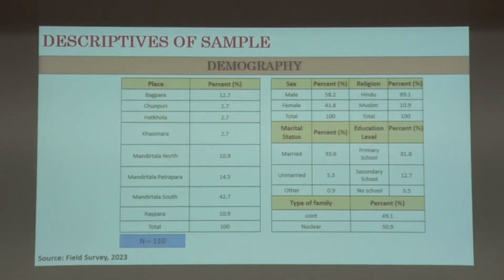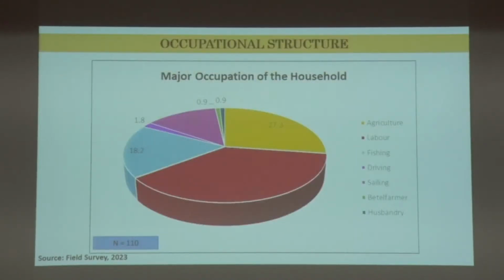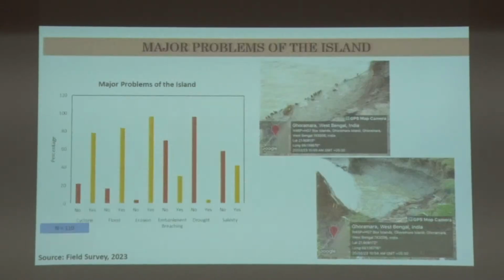Next, after collecting data from 110 households, I have done the descriptive analysis. Here are the places from where I have collected the samples, and the gender shows that males are more, and in the religion composition Hindus are more. In the marital status, married people have been found to be more, and the maximum of the people have a primary level of education. Nuclear families are more in number. The major occupation of the households is labor, that is 37.3%. Next, the major problems of the island are erosion, followed by flood, cyclone, salinity, and drought.